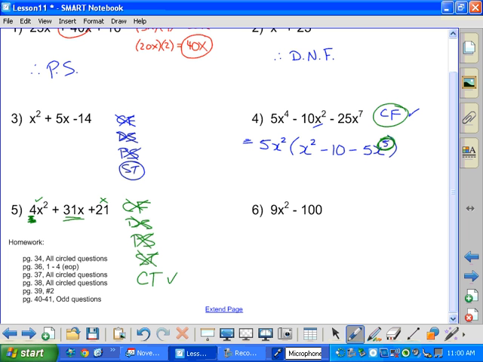All right. And our last one, any common factors? 9 and 100 have nothing in common, so common factoring is out. What about difference of squares, DS? Well, there's 2 terms. There's subtraction. I can take the square root of 9, I can take the square root of x squared, and take the square root of 100. Meets all my criteria, so it is a difference of squares.